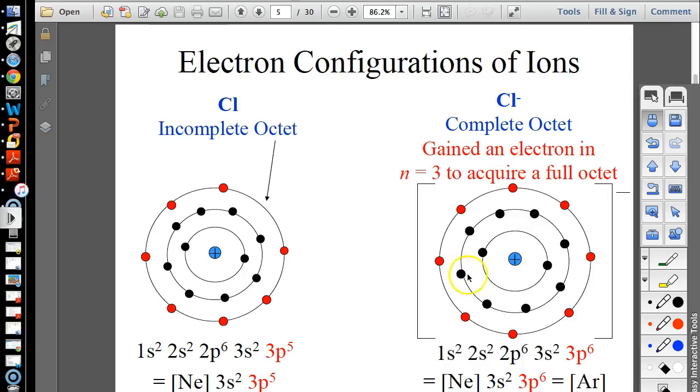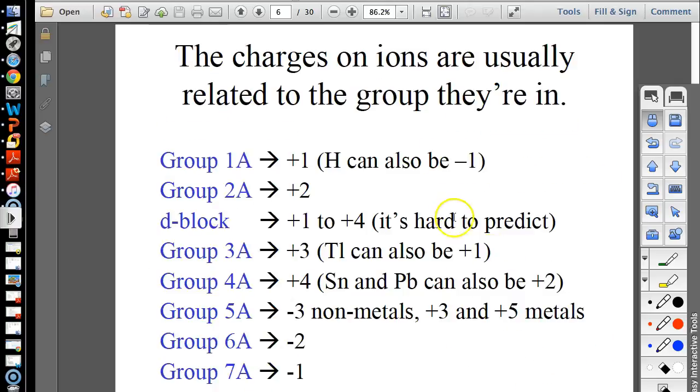And if you notice, they did a good job in this diagram making the chlorine, or excuse me, chloride ion larger. And you see here that the s orbital and the p orbitals are full, 3s2 and then 3p6. You already should know this. If you don't know this, I don't know how you've been surviving. But group 1 is 1+, this is 2+.